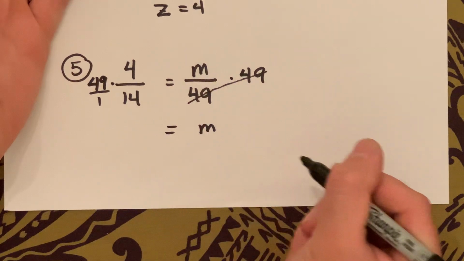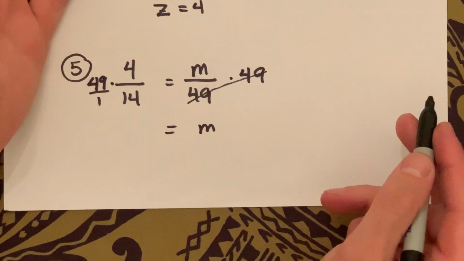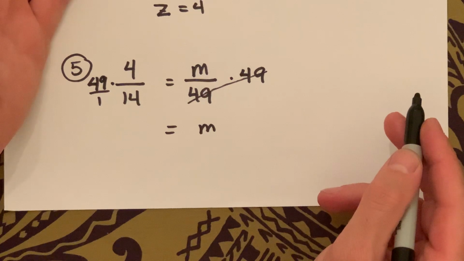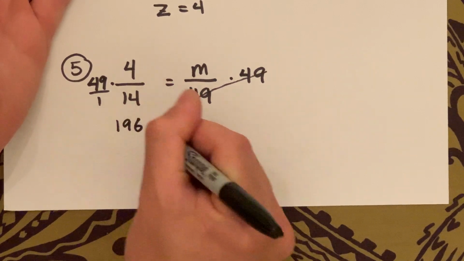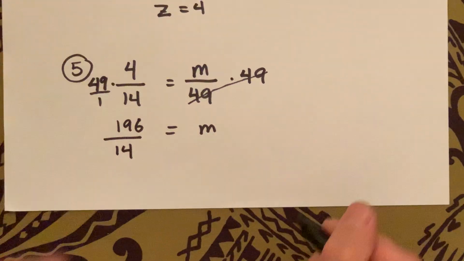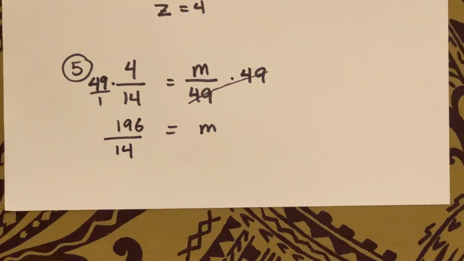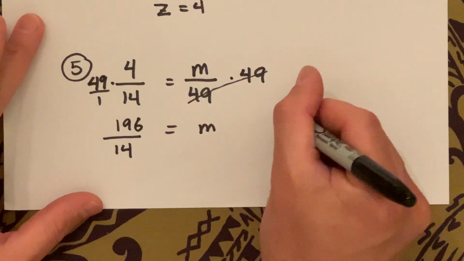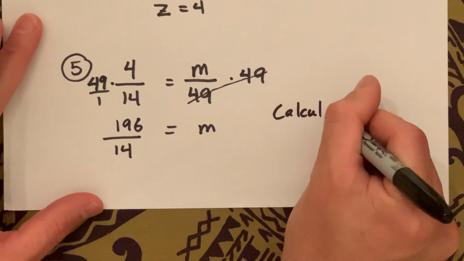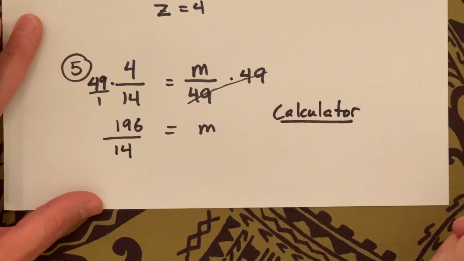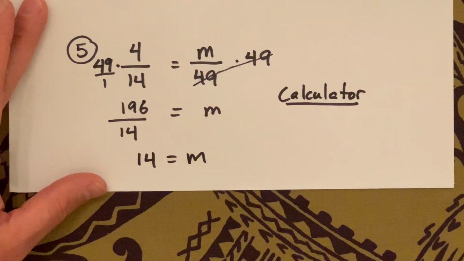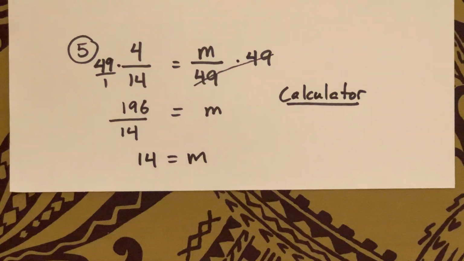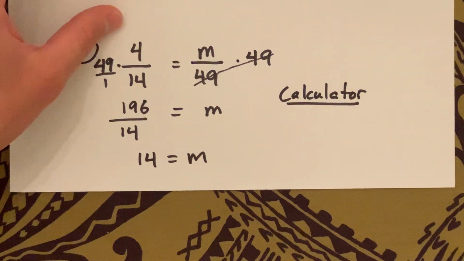But I'm going to have a pretty interesting situation over here. 49 times 4 is what? 98, and 98. And 98 is 196. And 196 divided by 14. Now we have to do some thinking. How many times can 14 go? Well, guess what? You get to use a calculator. And when you do your calculations, you end up with 14. M equals 14.